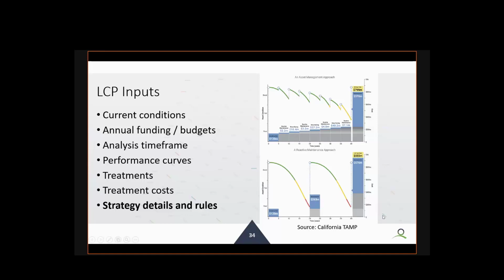So there are all these rules that allow you to understand your inventory, the condition it's in, and what the appropriate treatment is for that asset at that time. So these strategy detail rules are kind of baked into the analysis software, typically, again, a pavement or bridge management system, but these can also be developed using really inexpensive tools or spreadsheets, and there are some fairly inexpensive options as well.